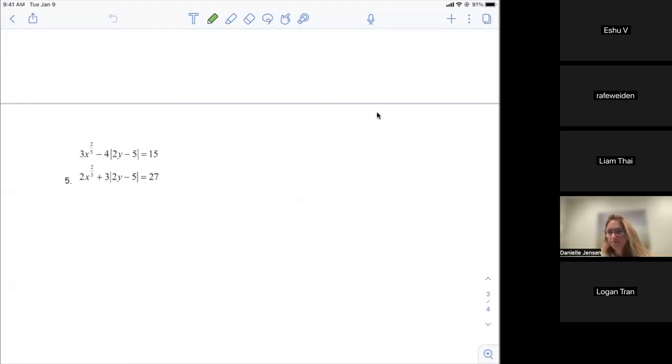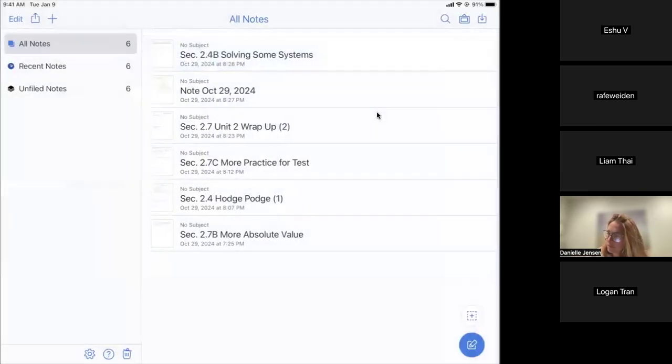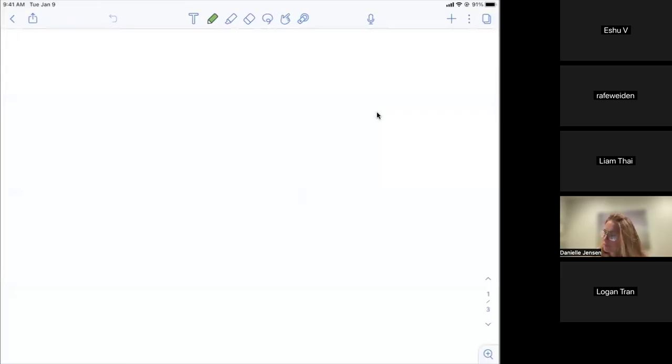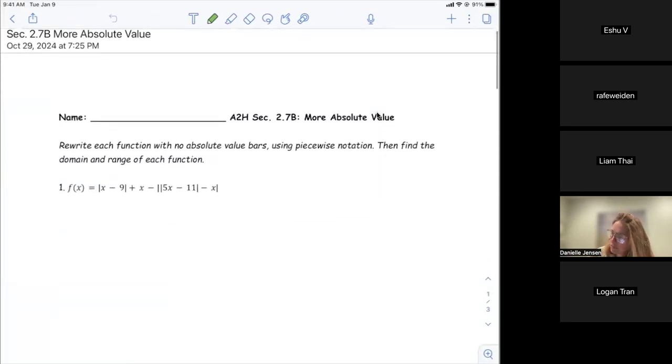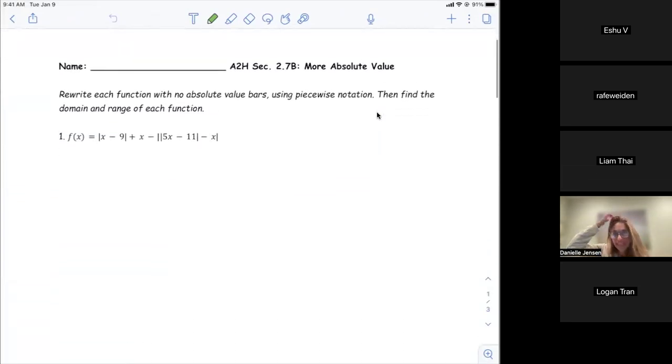Ishu, you're back up. So on packet 2.7b, there are some absolute value equations where you're supposed to write the absolute value equation in piecewise notation. But for example, number 1 has an absolute value within an absolute value. How would you go about that?